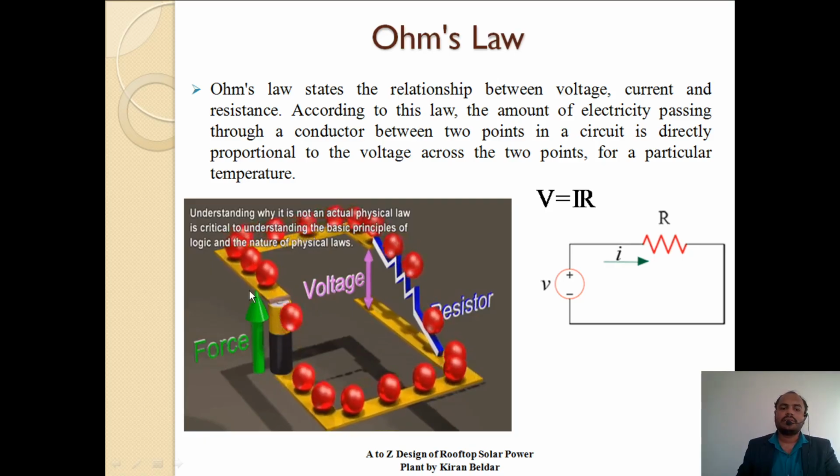Therefore, the voltage we need to apply to a circuit depends upon the current which is flowing, multiplied by the resistance of the conductor which is offering it. Simply, V equals IR is Ohm's law.